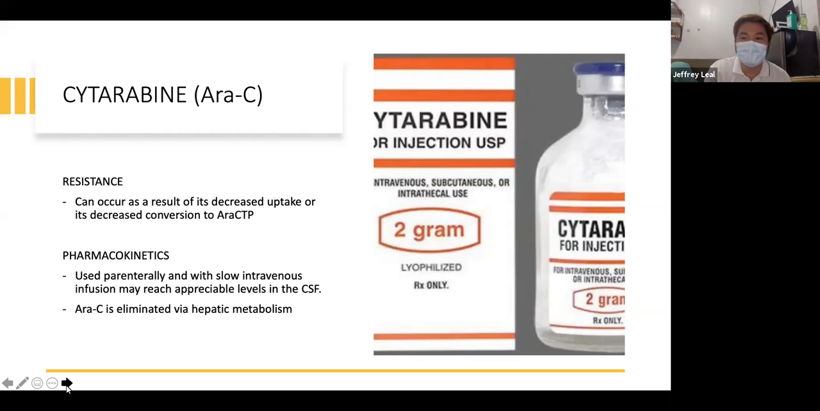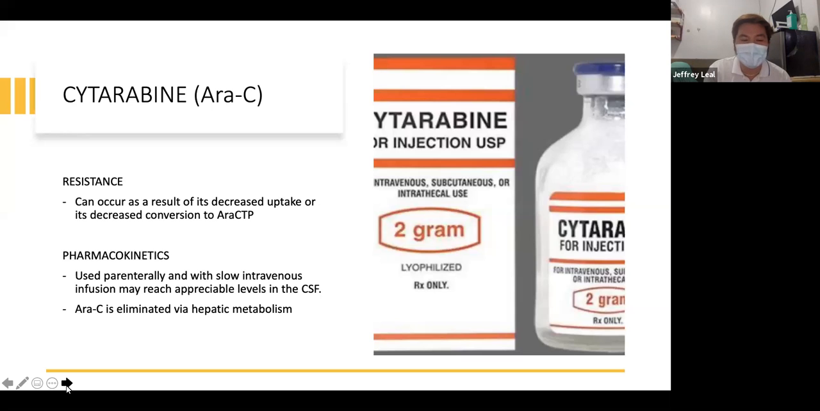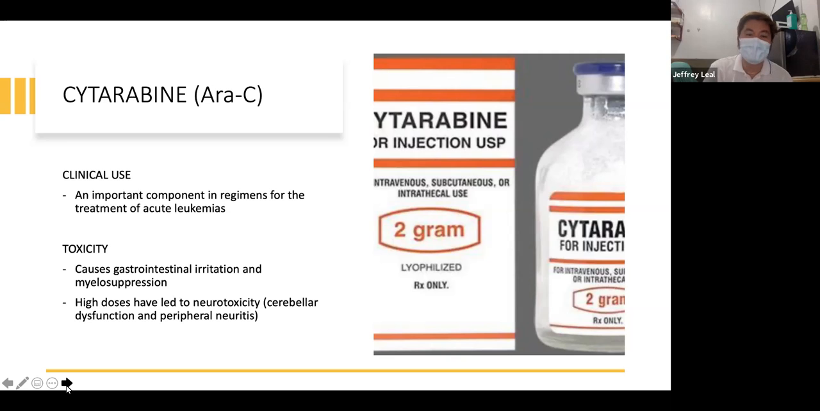Okay, for the pharmacokinetics, it is used parenterally with slow intravenous infusion and may reach appreciable levels in the cerebrospinal fluid. Cytarabine is eliminated via hepatic metabolism. Cytarabine is an important component in the regimen for the treatment of acute leukemias, and toxicities of this drug would include gastrointestinal irritation and myelosuppression. And high doses of cytarabine lead to neurotoxicity, which includes cerebellar dysfunction and peripheral neuritis.